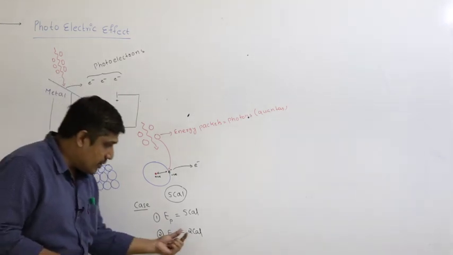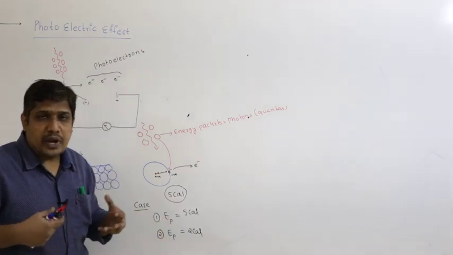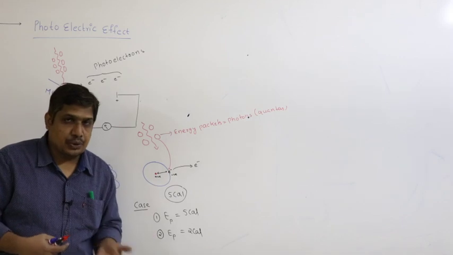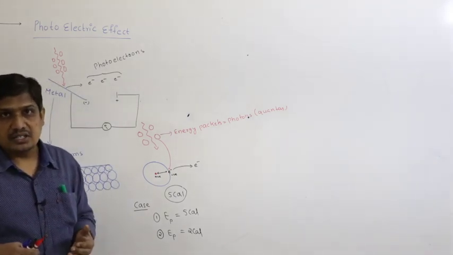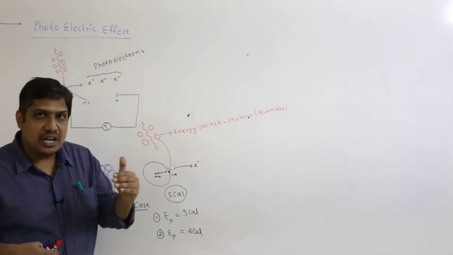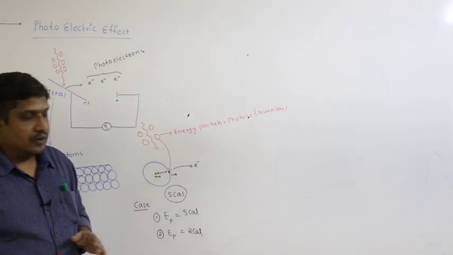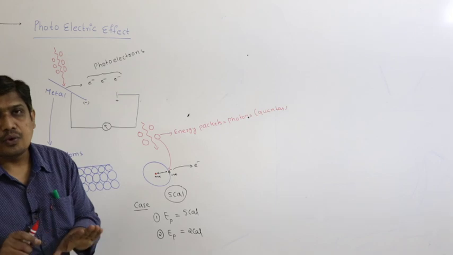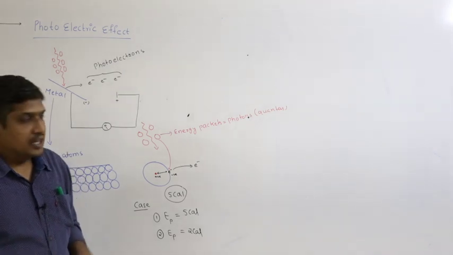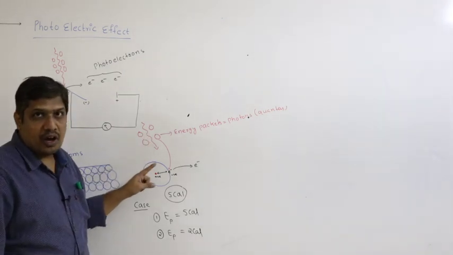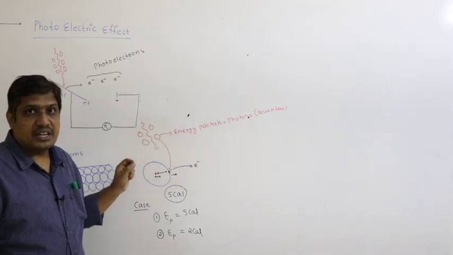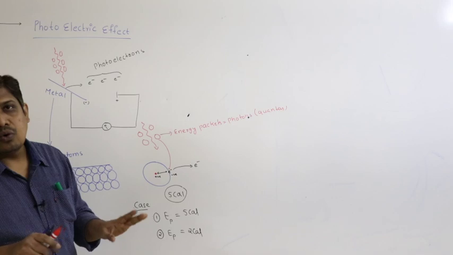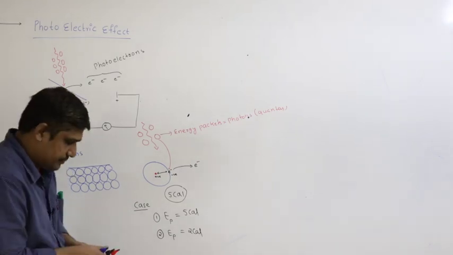Then what happens? What will it do? It will use these 2 calories to increase its internal energy, say changes in rotational energies or vibrational energies, or excitation from one energy level to another energy level, but it will not come out from the atom. That means there will be no photoelectric effect. If the energy associated with the photon is not sufficient enough to overcome the nuclear attraction, then there will be no photoelectric effect.